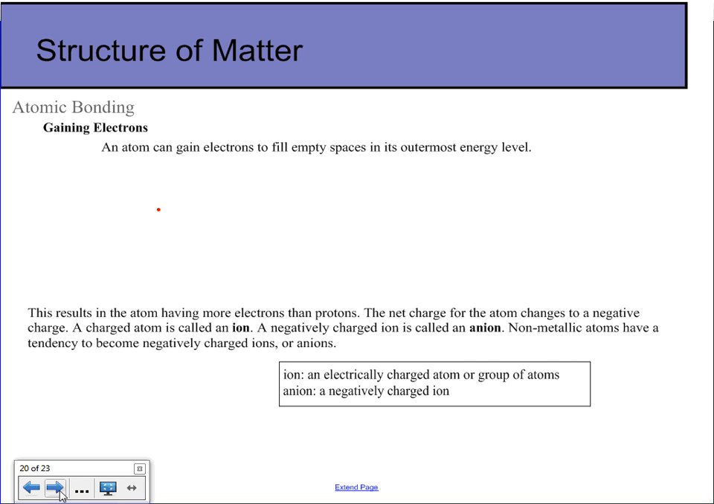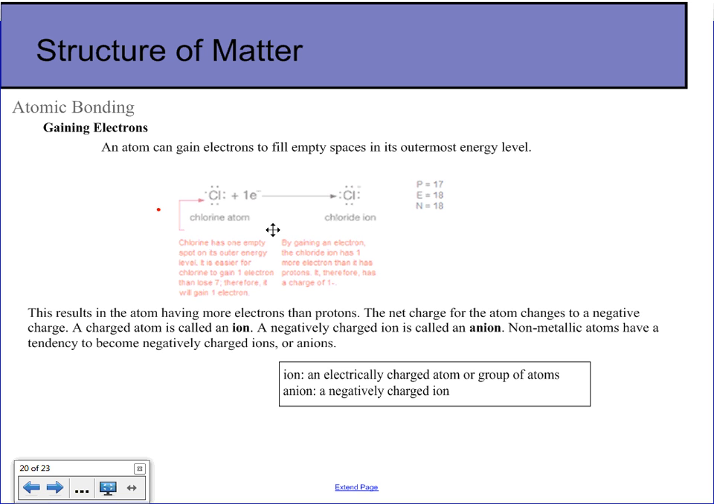So, gaining electrons. An atom can gain electrons to fill empty spaces in its outermost energy level. So here, I have the chlorine atom. Chlorine has one empty spot in its outer energy level. It is easier for it to gain one electron than to lose 7. Therefore, it will gain one electron. By gaining an electron, the chlorine ion has one more electron than it has protons. Therefore, it has a charge of -1.